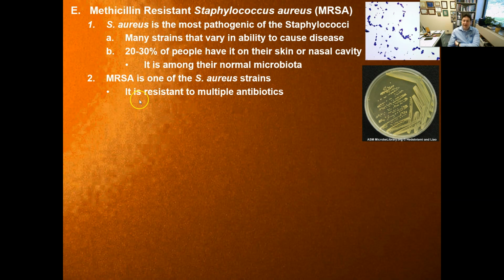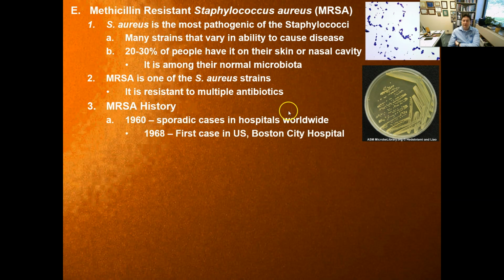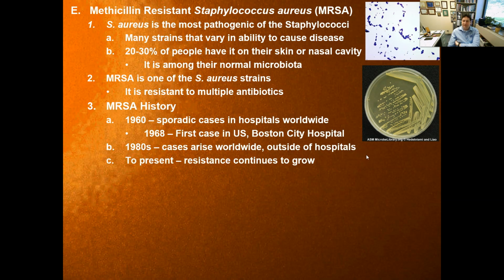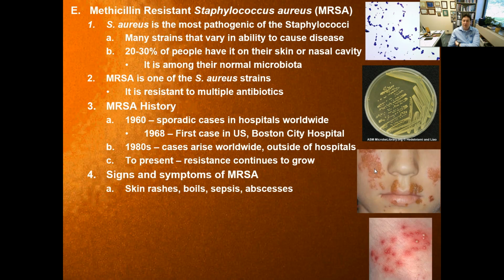The issue with MRSA is it's resistant to multiple antibiotics. We first saw cases of this appearing back in the 1960s, sporadic cases in hospitals throughout the world. 1968 was the first case in the U.S. in Boston. By the 1980s, cases are throughout the world, even outside of hospitals. And up to today, resistance continues to grow.